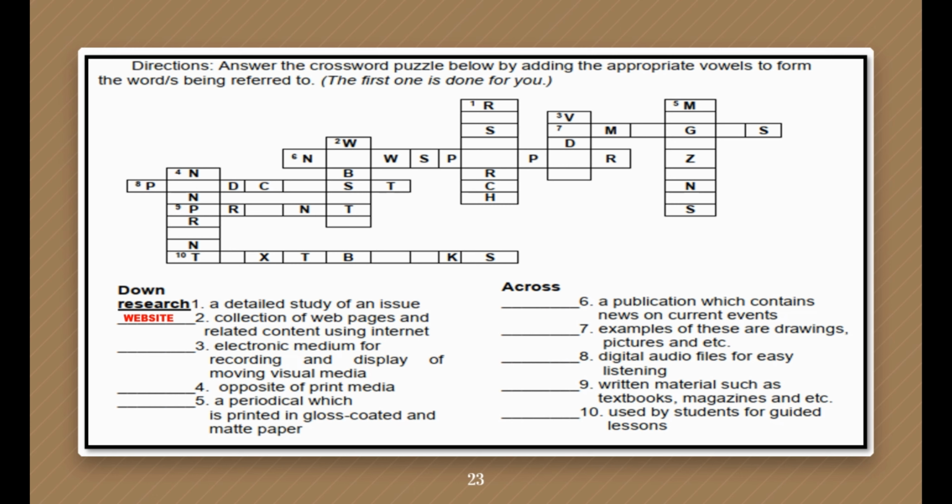Electronic medium for recording and display of moving visual media. Video. Opposite of print media. Non-print. A periodical which is printed in gloss-coated and matte paper. Magazines. Number 6. A publication which contains news on current events. Newspaper. Number 7. Examples of these are drawings, pictures, and etc. Images.